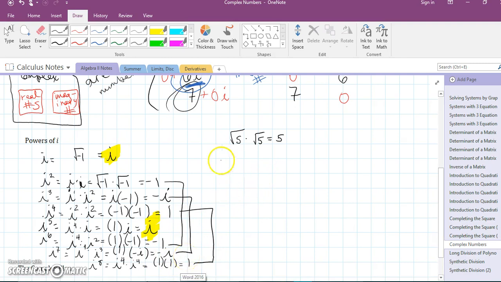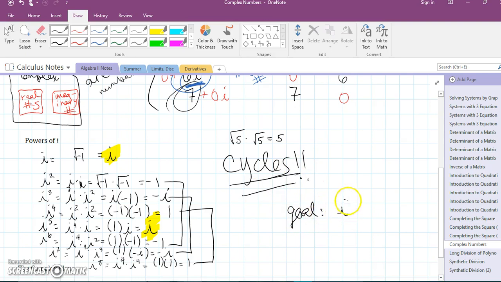It's cycling. So what I want you to do is make note of that cycle. And in class, our goal is to find really high powers of i, like i to the 73rd. And I don't really feel like continuing this forever and doing i to the 9th, i to the 10th, i to the 11th. I want to come up with a pattern or a rule that would allow me to find i to the 73rd in like a minute without doing too much work. So take a second and think about that, and we will discuss in class.